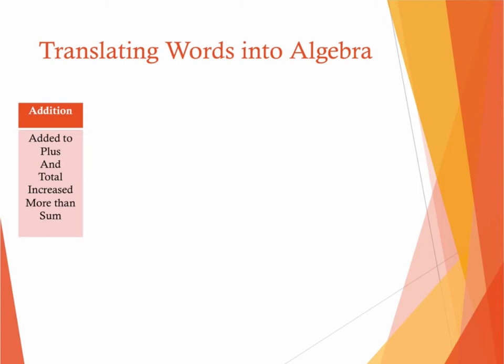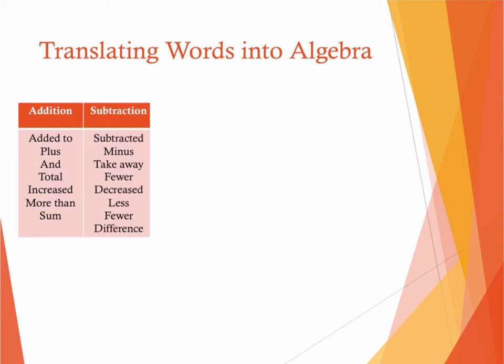So addition, we see a lot of times added, plus, and, total, but sometimes you'll see phrases like increased or more than, and especially sum is always something that we need to think of addition when we hear it. Subtraction, we see subtracted, we see minus, take away. All of those should be pretty common. Ones that you may not see as much are fewer, decreased, less, or difference.